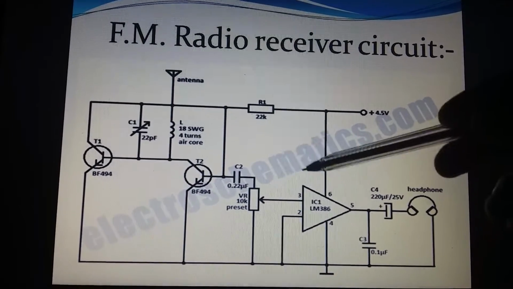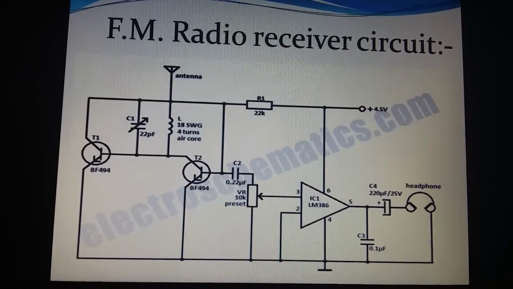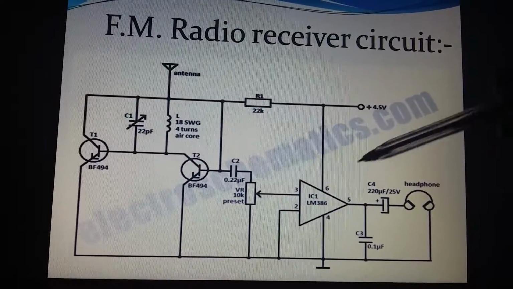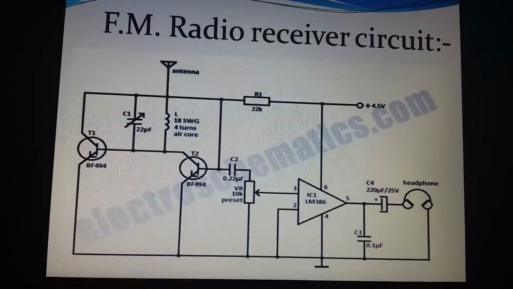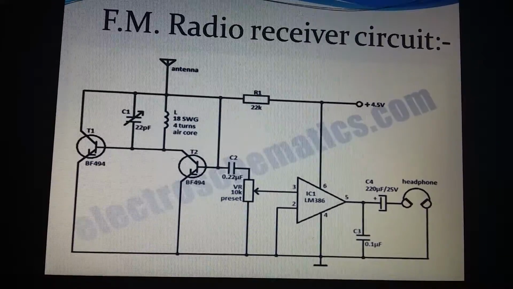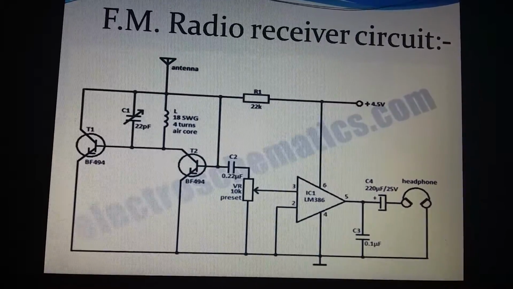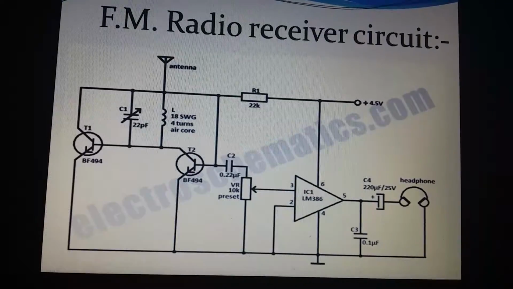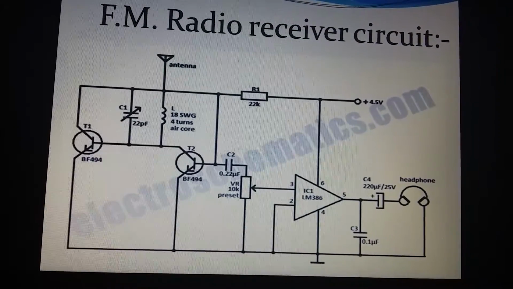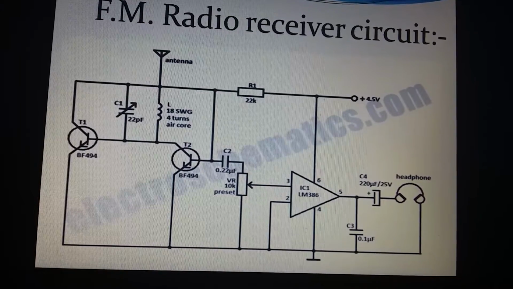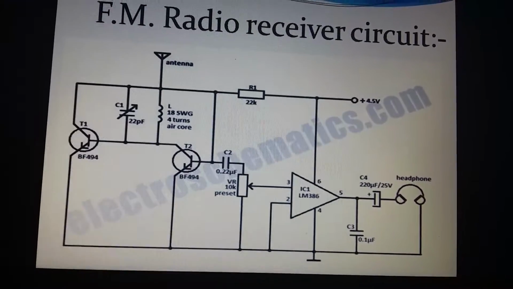A 10K preset VR controls the volume to the input of the amplifier. IC1 is the micro power audio amplifier that works between 4.5 to 12 volts DC. The amplified sound can be heard through the low impedance headphone or Mylar speakers.